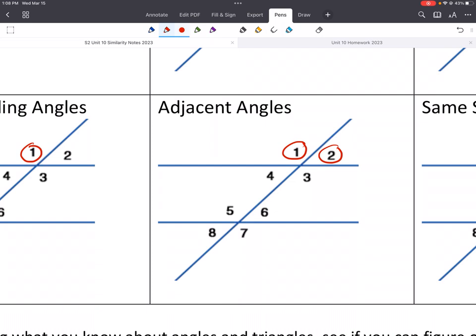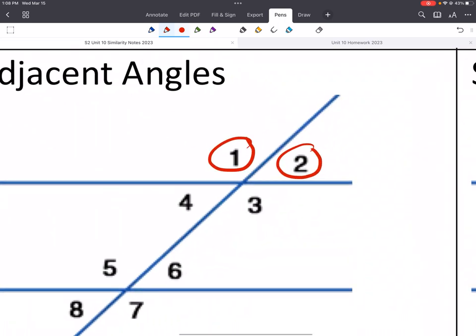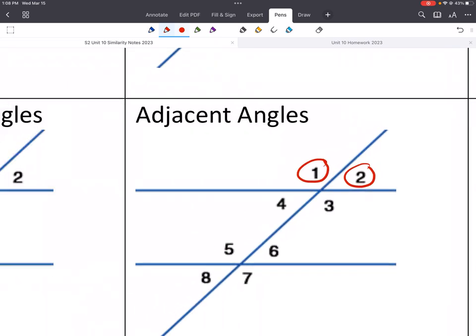And what should we know about those angles? Well, they're not congruent. They're not the same. If you look at these two angles, this angle is a lot smaller than this angle. But what we do know is that the angles add to 180, okay, 180 degrees.